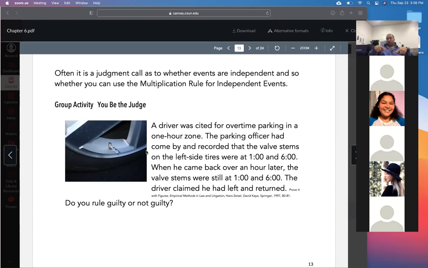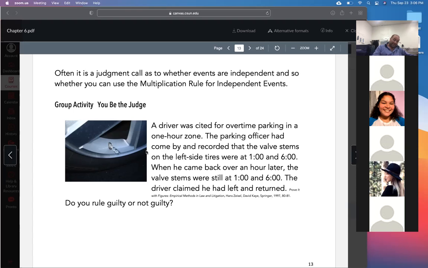Now, if you leave and return, your wheels are going to rotate a lot. Is it likely that it rotates to the point where the stems are basically in the exact same spot that they were before? No. So would you rule guilty or not guilty? Guilty. The logic there is a little confusing. So if it's unlikely that the person actually left, they're probably lying, I would rule guilty, right?